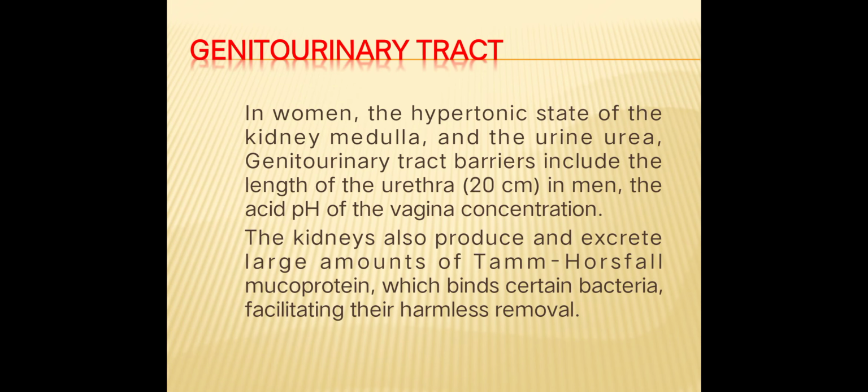The next one is the genitourinary tract. In women, the hypertonic state of the kidney medulla and the urea, the genitourinary tract barriers include the length of the urethra, that is 20 centimeters in the case of men, and the acid pH of the vaginal secretion. The kidneys also produce and excrete a large amount of Tamm-Horsfall mucoprotein, which binds certain bacteria, facilitating their harmless removal.